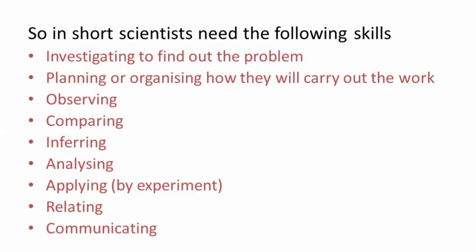Number 7 is to apply, and this is the experiment time. So we're going to test whether our point of view is correct. And like I explained before, we have to carry out a fair test. Number 8, relating. This means that we have to relate our results of our experiment with other scientists' results. Last and finally, we communicate with other scientists on our results when our work has been approved.